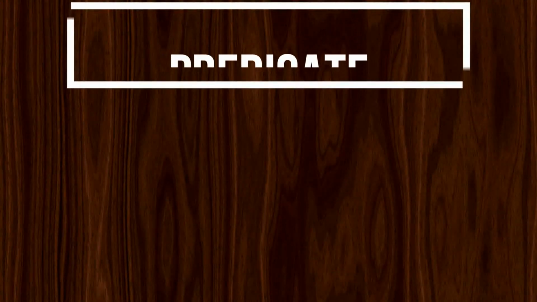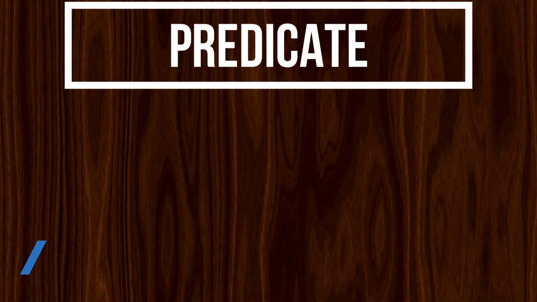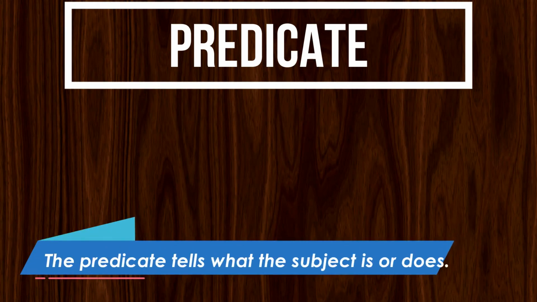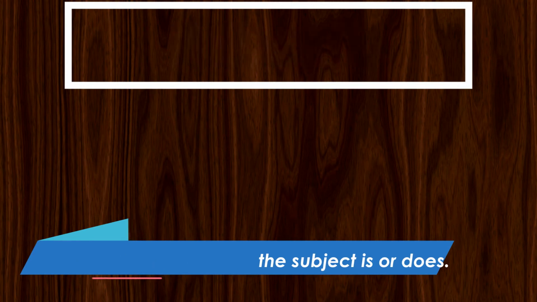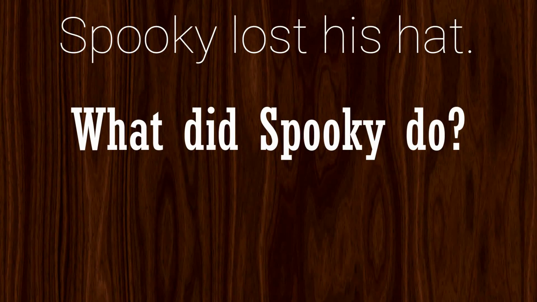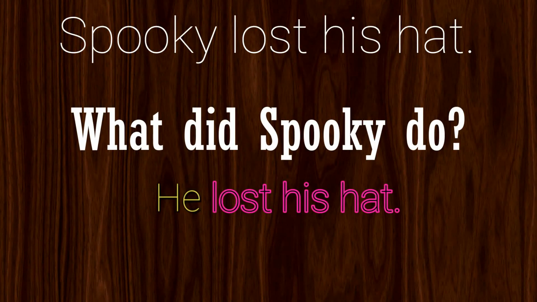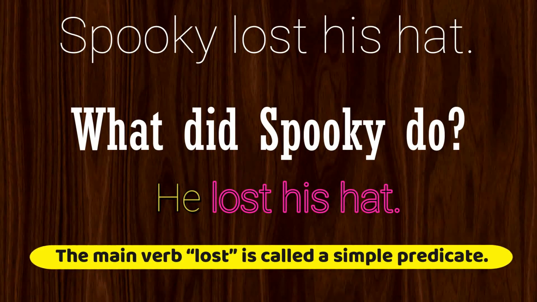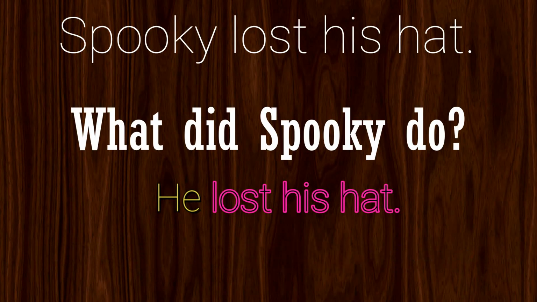The second part of the sentence is the predicate. The predicate tells what the subject is or does. In other words, it tells what someone or something is or does. Let's take a look at this sentence. Spooky lost his hat. What did Spooky do? He lost his hat. "Lost his hat" is the predicate of the sentence. The main verb lost is called a simple predicate.